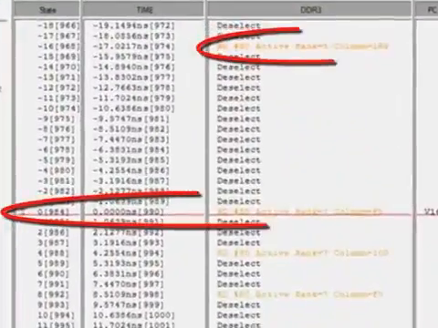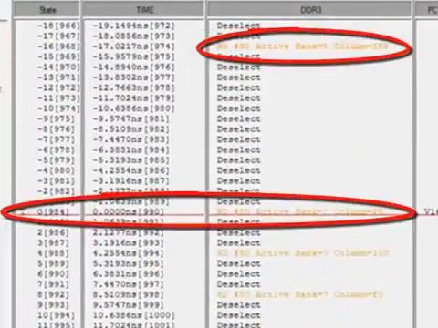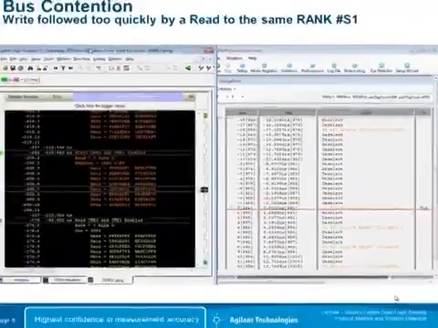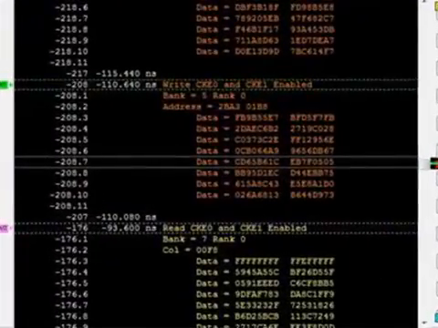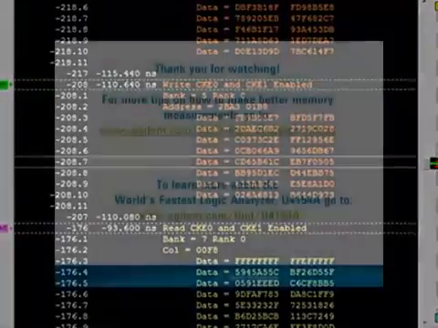In this example, the detective caught bus contention, where a write followed too quickly by a read on the same rank puts the data at risk.